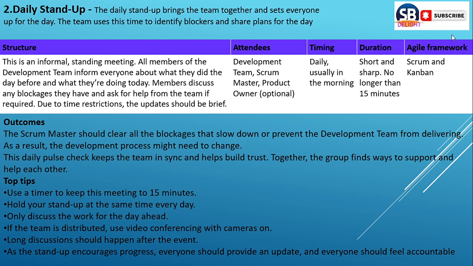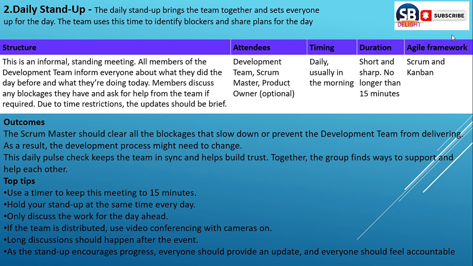Attendance means whoever is going to join this call, like the development team, Scrum Master, and Product Owner, optional. Timing will be daily, in the morning. Like in the morning they have a call and they will discuss all the things. Duration means short and sharp, no longer than 15 minutes. The call will be only 15 minutes or below. Agile frameworks means Scrum and Kanban.